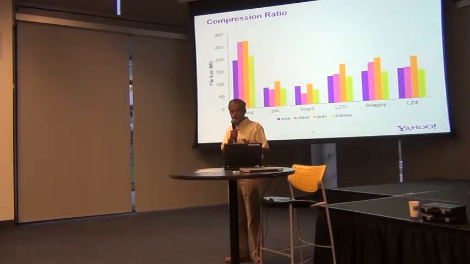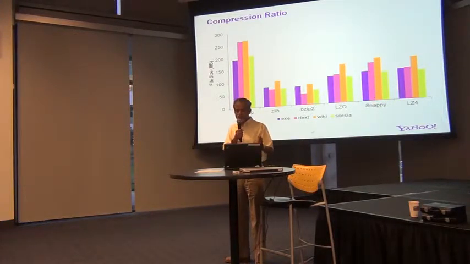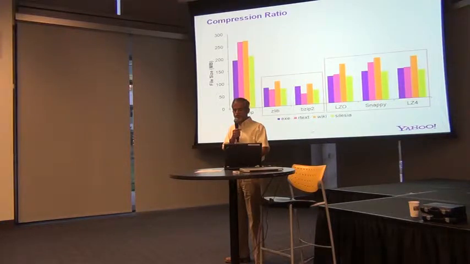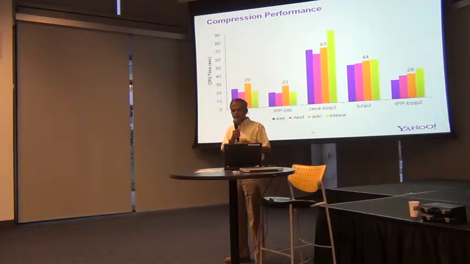So this chart shows you compression ratio. On the y-axis, we have the file size in megabytes, and you can see the extent of compression that you can achieve. As you can see, zlib and bzip2 do well in compression ratio, whereas the other three don't do as well. But moving on to the next page, we can see the other side of the coin.